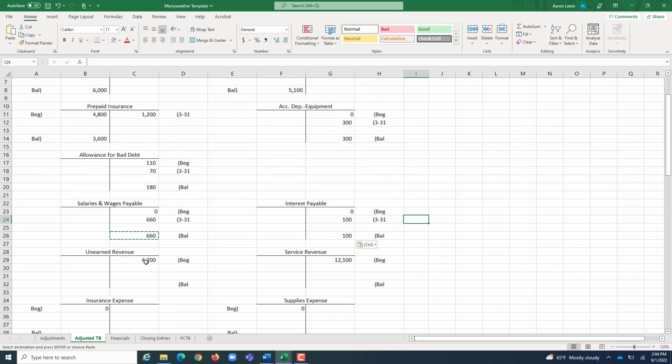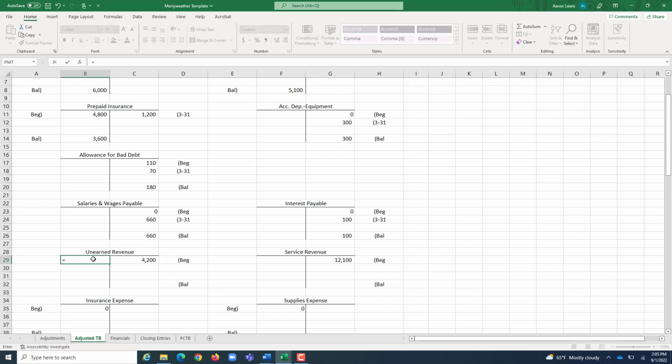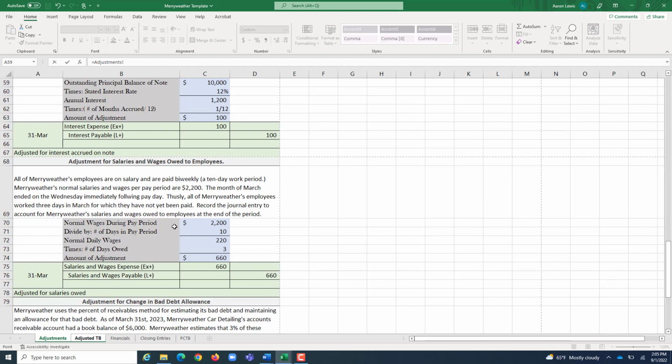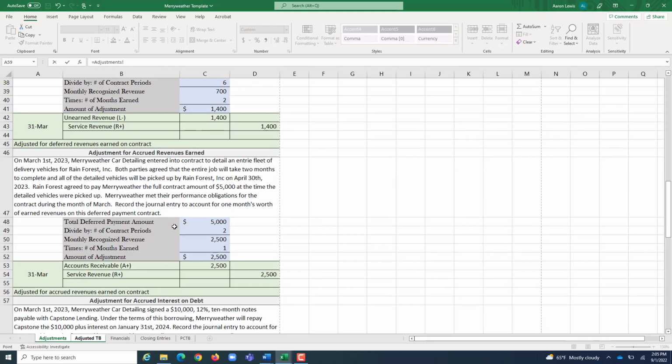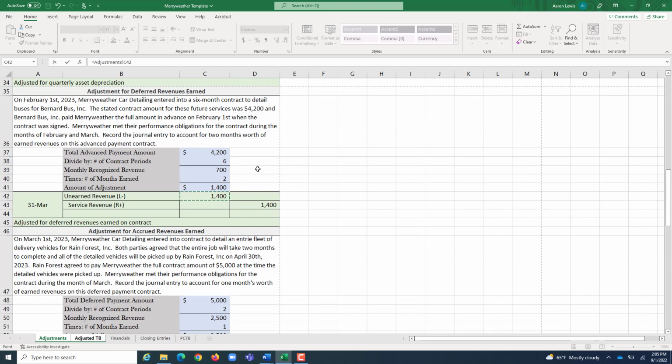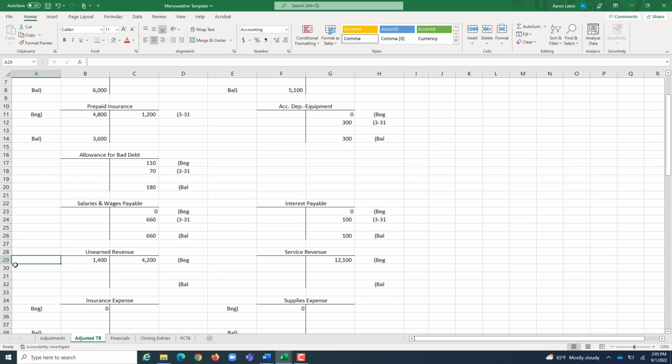For unearned revenue, we owed $4,200, but we performed some of those services on the contract, which caused us to record that unearned revenue in the first place, and we reduced it by debiting that unearned revenue account. So let's go to our adjustments. Let's find that guy in here, and he is right here. We debited unearned revenue by $1,400 in our entry. So let's bring that $1,400 debit over to our T accounts. List that it was being recorded on March 31st when we were making our adjustments, and figure out what our new balance of unearned revenue is.